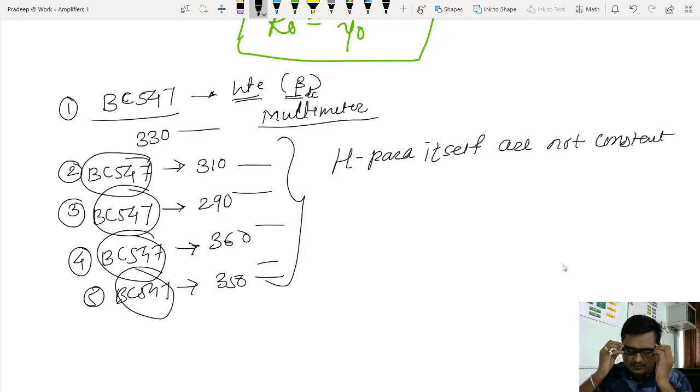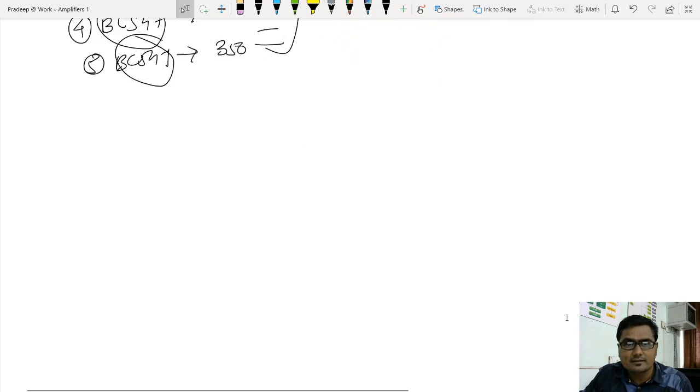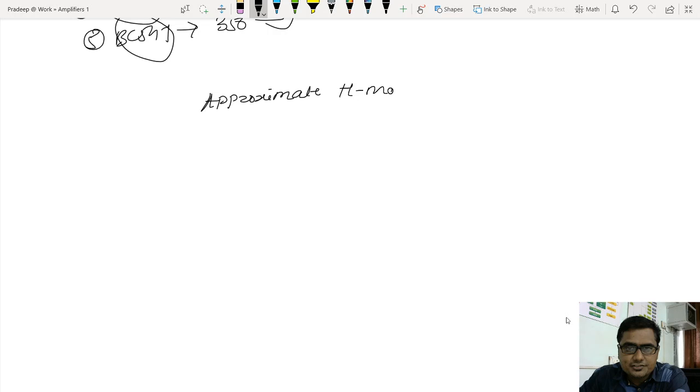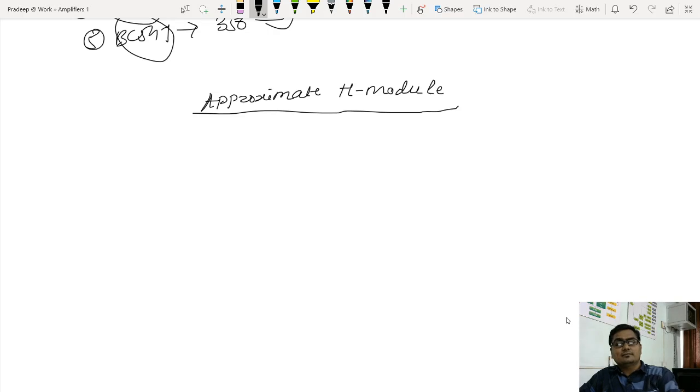And what is the solution? The solution is the approximate H model. This is the solution. Even this is not a full solution, but it is a method to tackle that variation belonging to H parameters. Is it? Understood? Yes, it is the approximate H model. Now let's start with what that approximate H model is.